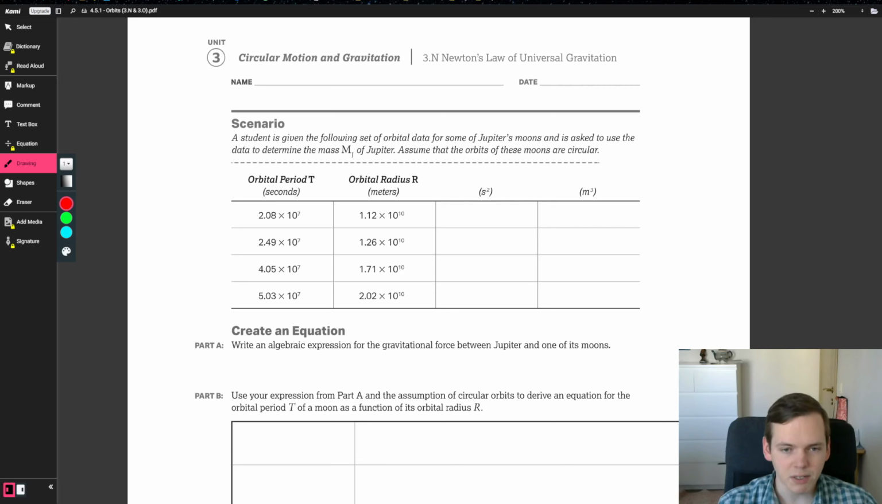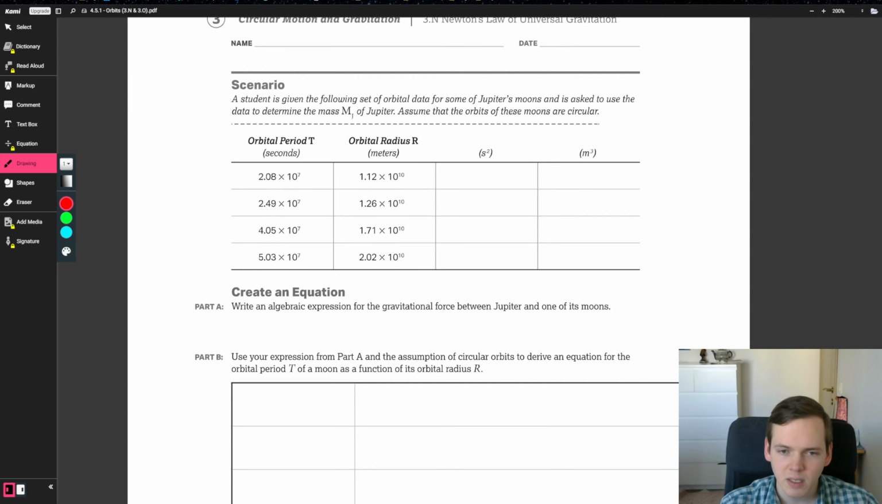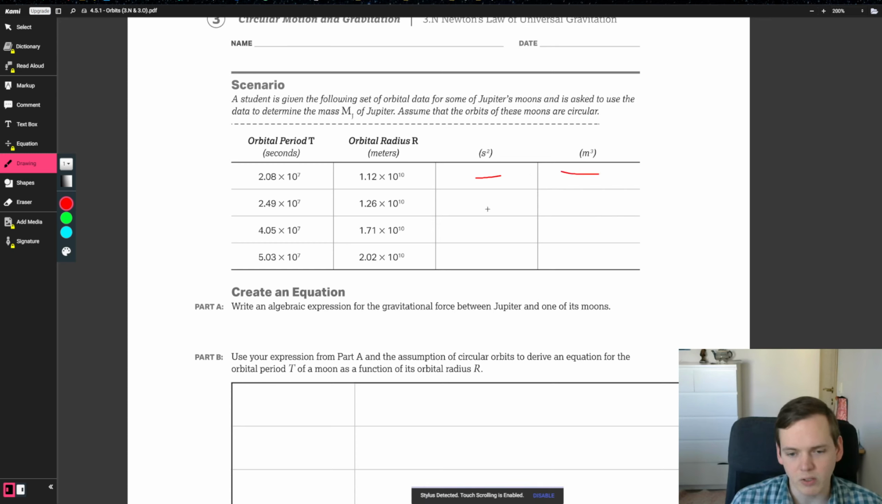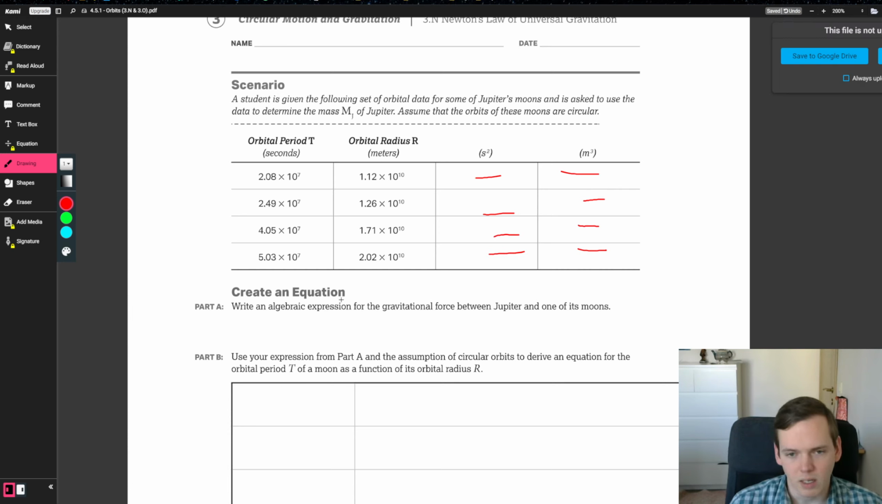All right, this scenario is working with orbital data for Jupiter's moons, and we're assuming that the orbits are circular, which is not a correct assumption, but it is something that we can play with in the data and track with. So the first thing is just squaring orbital periods and orbital radii. I'm assuming that you can do that all yourself. If you just take the number on the left here and square it, you'll get those results on the right.